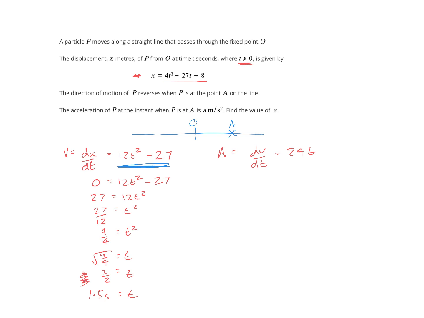I now want to say, well, what happens when t is 1.5? What is the acceleration? So when t equals 1.5, the acceleration is 24 multiplied by 1.5, which is 36 meters per second squared.